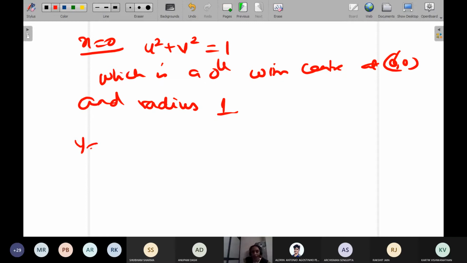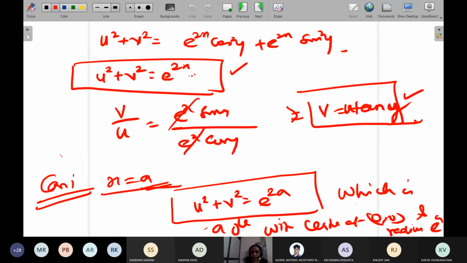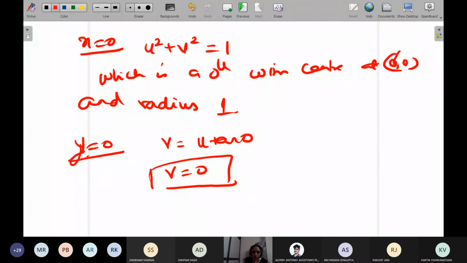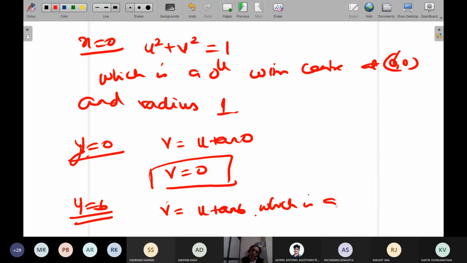Suppose we take Y is equal to 0. When we take Y is equal to 0, can anyone tell me what it will be? V is equal to U tan 0. What is tan 0? 0. So when Y is equal to 0, you're getting V is equal to 0. Similarly, you take some other line Y equal to B. When you take Y equal to B, we will get V is equal to U tan B. What is this? Why is V equal to U tan B?